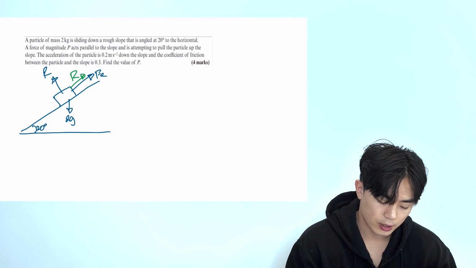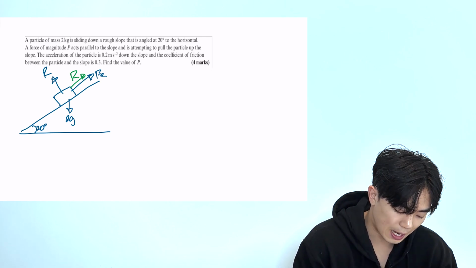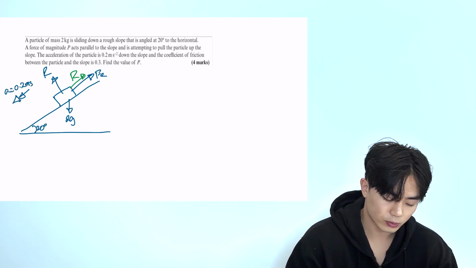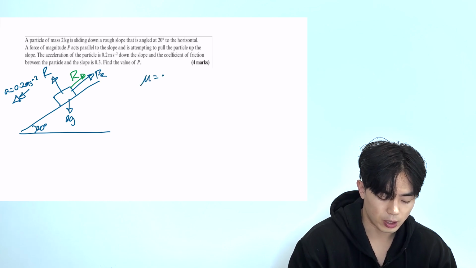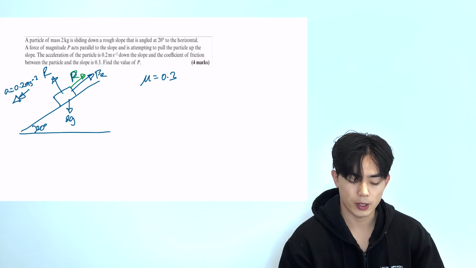back up. The acceleration of the particle is 0.2 meters down the slope, so it's going to be acting downwards with 0.2 meters per second squared. And the coefficient of friction between the particle and the slope is 0.3. And they're asking us to find the value, so this is P, find the value of P.